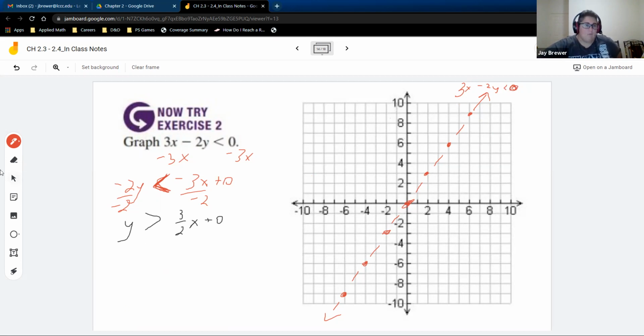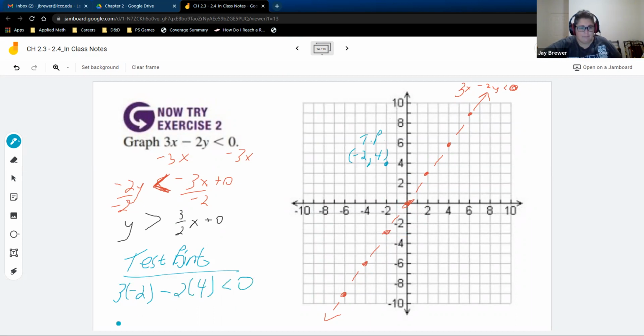What we have to figure out now is our test point again. Remember, we are not going to pick 0, 0 because 0, 0 is on the line. So we have to pick a different one. Let's pick -2, 4. That's our test point. We're going to plug it into the original. So 3 times -2 minus 2 times 4. Is that less than 0? Well, -6 minus 8.